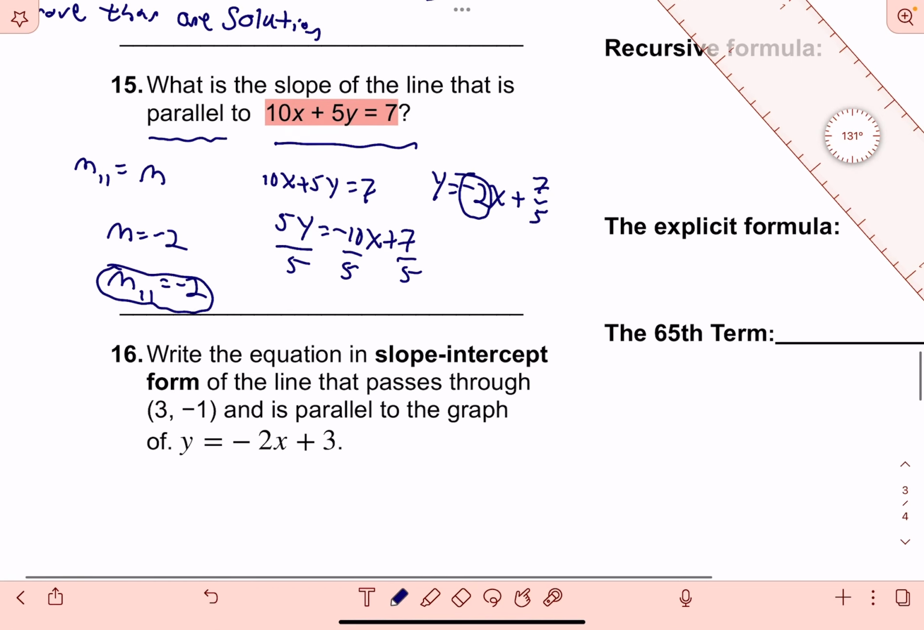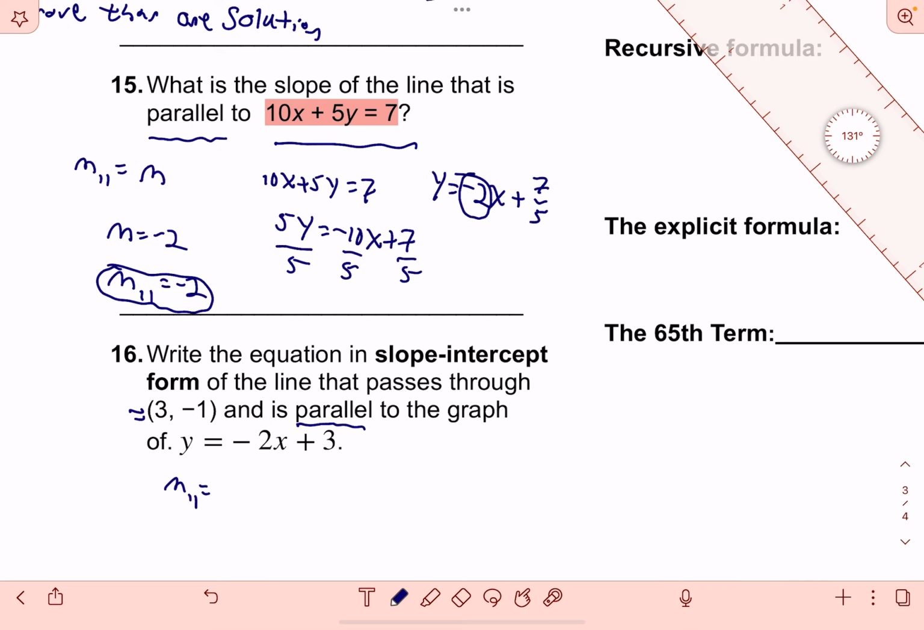They say write the equation in slope-intercept form of the line that passes through this point, 3, negative 1, and is parallel to the graph. Well, parallel again, m parallel equals m, and this m is negative 2.